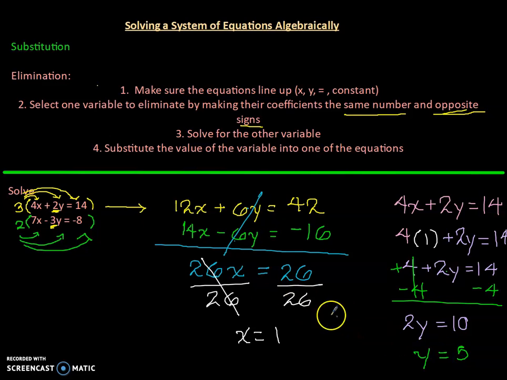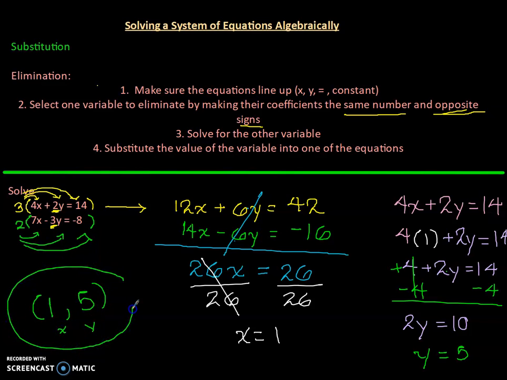So x equals 1, y equals 5. That means 1 comma 5, x comma y, is a solution that works for both of these equations. Now to check your work, you can always substitute the x as 1 and y as 5 into any of the equations, and it should work when you're done.